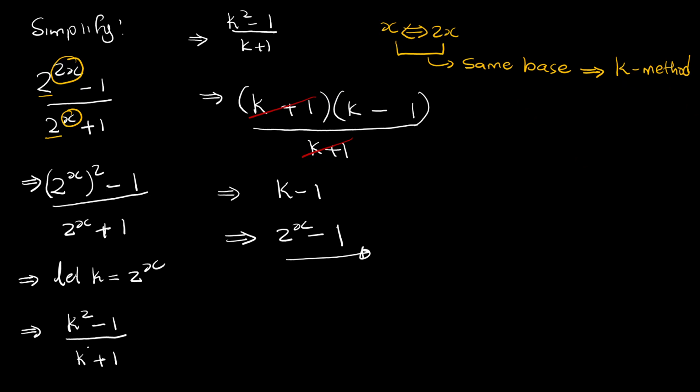So please make sure that when you factorize the difference of squares, you open the bracket, you find the square root of 1. We know it's 1, you put it on both sides. One bracket should be positive, the other one should be negative. And that's it for this example.